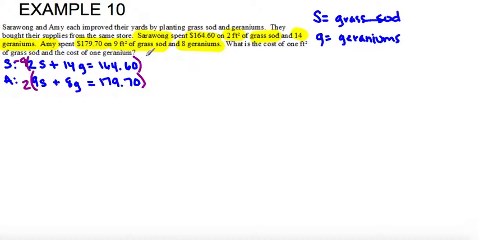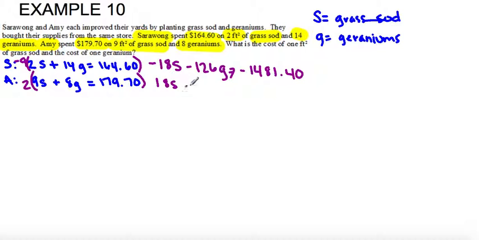So I have -9 times 2S, which is -18S. And then I have -9 times 14, which comes out to -126G. And then I have -9 times 164.60, which comes out to -1,481.40. I multiply the bottom by 2, so 2 times 9 is 18S.